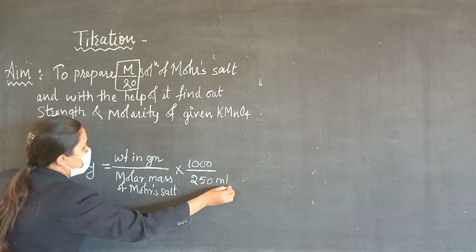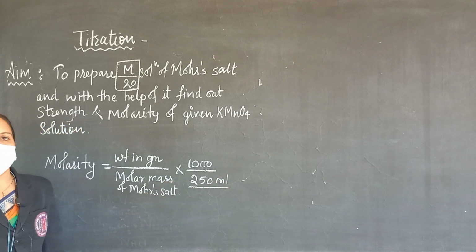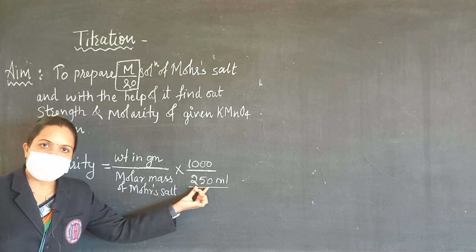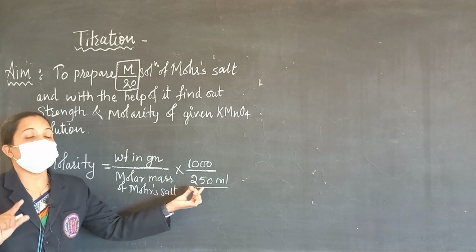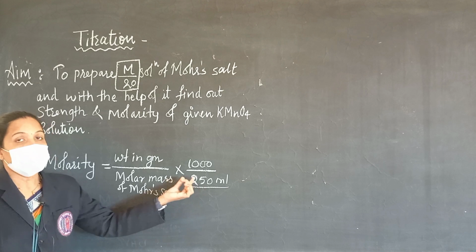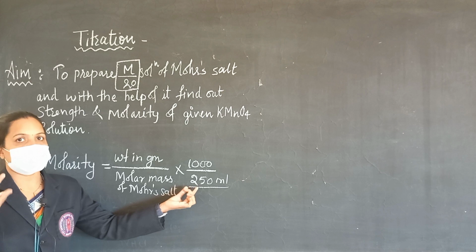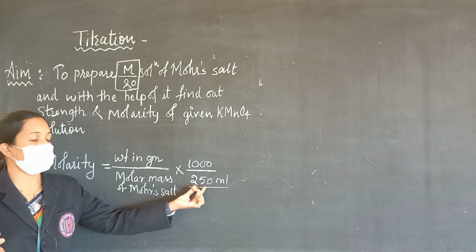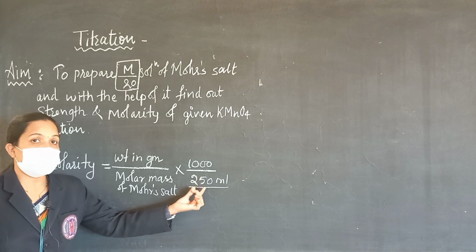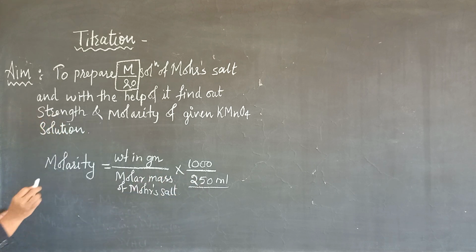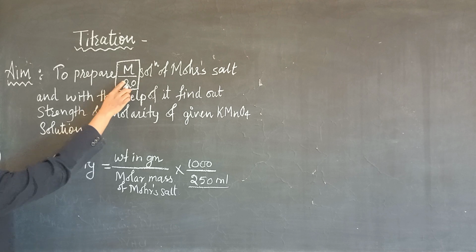In today's experiment, I am going to explain about 250 ml. Students, if your teacher or external asks you to prepare the solution in a different volume, you can place the value of that volume here instead of 250. For example, if your teacher asks you to prepare the solution in 100 ml, we will put this value here as 100 ml. I am calculating it for 250 ml.